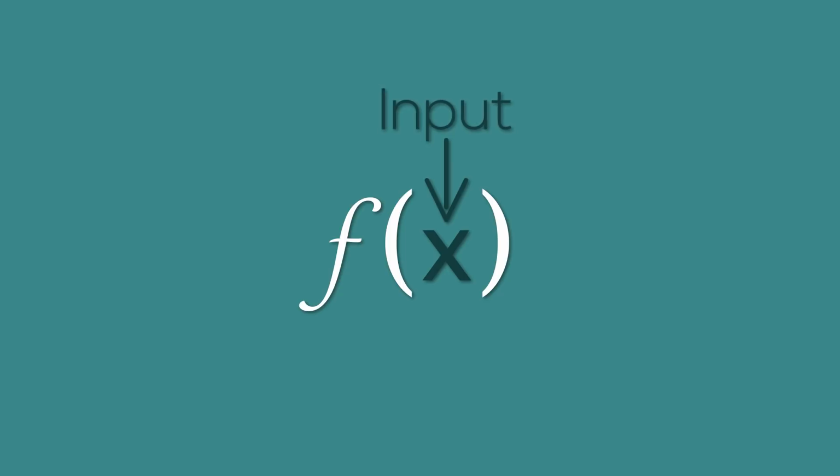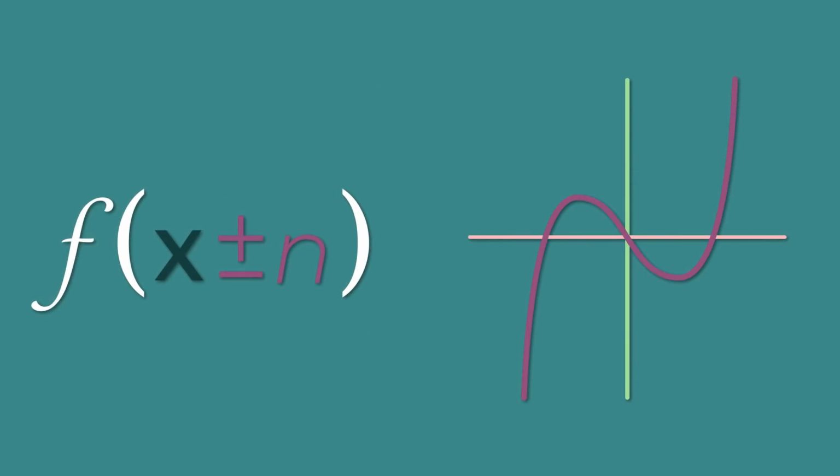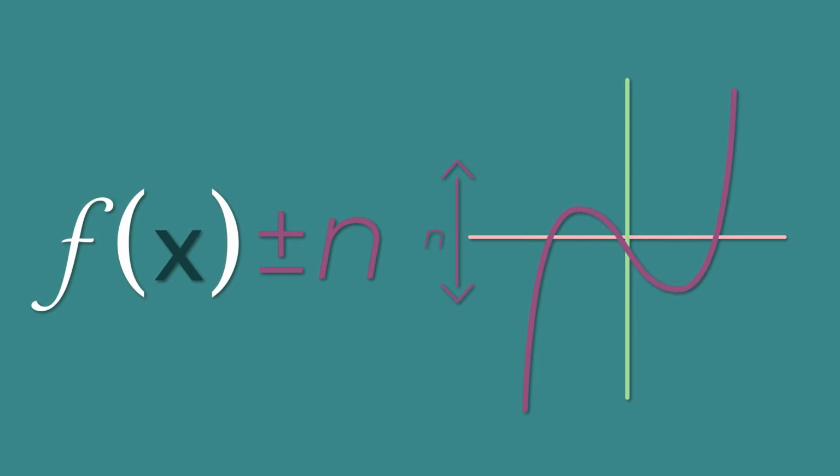Functions consist of an input and an output, which is represented by the function as a whole. Generally, adding and subtracting from the input will shift the function left and right, and multiplying and dividing the input will change its width. On the other hand, adding and subtracting from the output will change its vertical position, and multiplying will change its height.